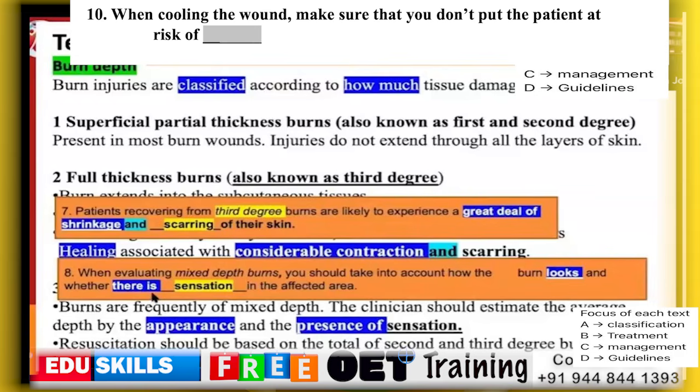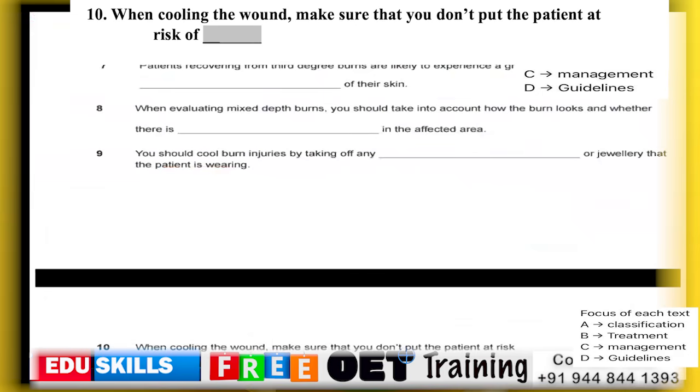And question number 8, when evaluating mixed depth wounds, you should take into account how the burns look and whether there is dash in the affected area. So we can mark hedging words: mixed depth burns, burn looks, and whether there is dash. So these are the hedging words I marked. And here they're asking about mixed depth burn. So we know that it is under text A.